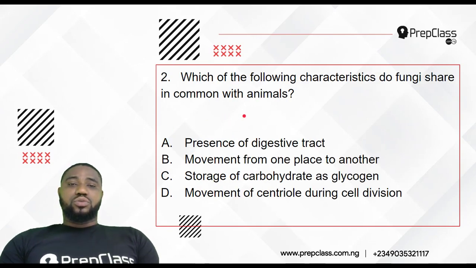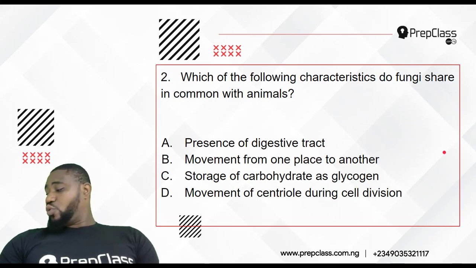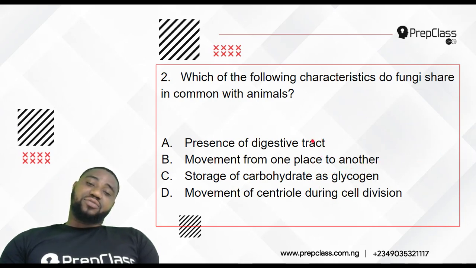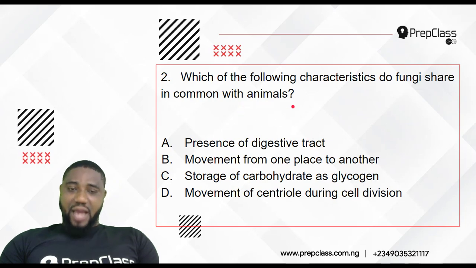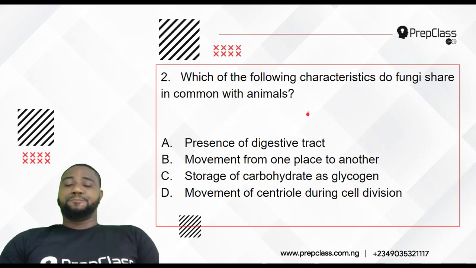Okay. 2. Which of the following characteristics do fungi share in common with animals? A, is it presence of digestive tract? B, is it movement from one place to another? C, is it storage of carbohydrate as glycogen? D, is it movement of centrioles during cell division? So they are asking us which of these characteristics fungi share with an animal cell.